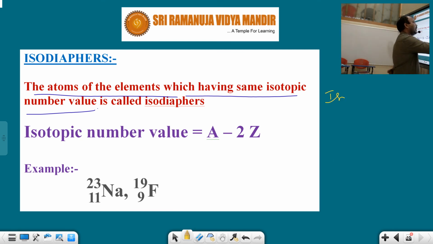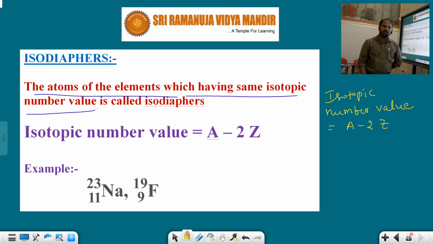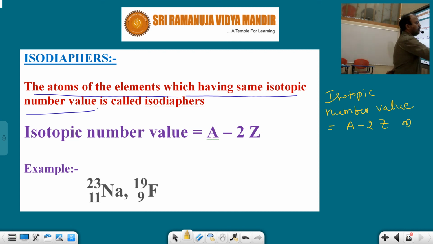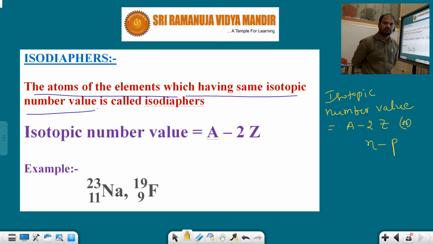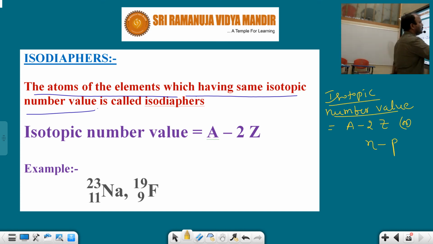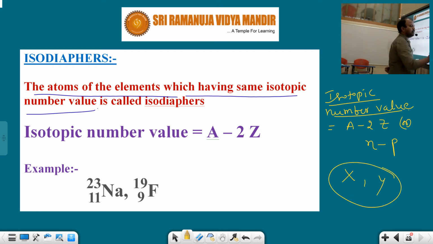Generally, isotopic number value is calculated by using the formula A minus 2Z. That means mass number minus double the atomic number, or number of neutrons minus number of protons. This indicates the isotopic number value. If two different elements have the same isotopic number value, then those elements are considered as isodiaphers.